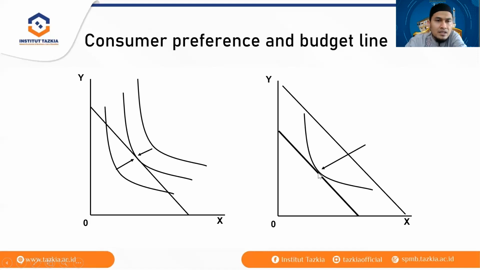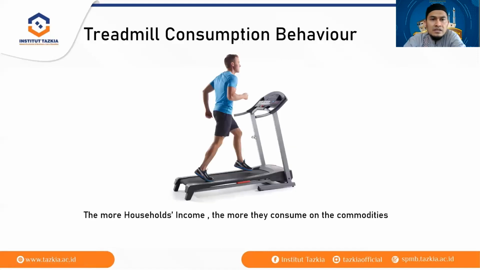This is what we call customer preference and the budget line into indifference curve. So this is the consumption behavior. What does it mean here? The more household income, the more they consume on commodities. That actually comes from the conventional view. So when you have more income, the more you consume on commodities. This is the critique on what exactly comes into the consumption behavior of modern people today.